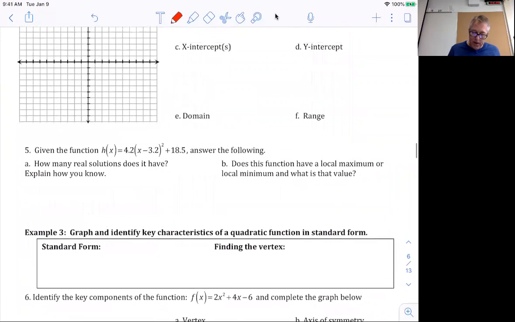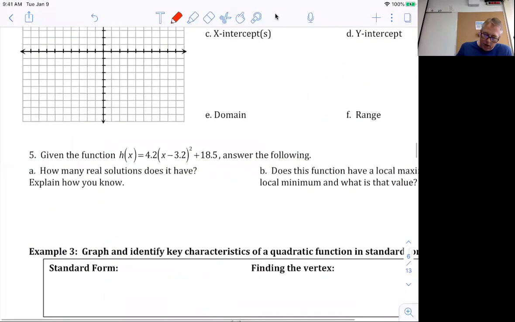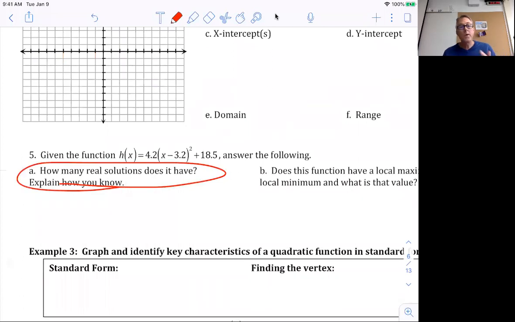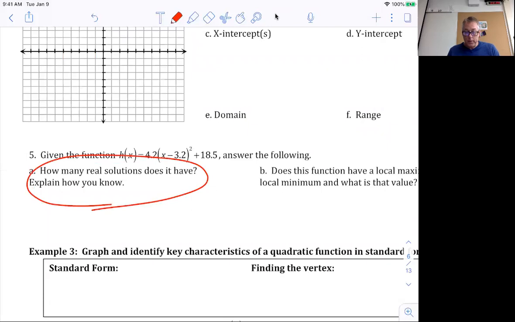Now looking at problem number 5, this says, how many real solutions does this have? Well, remember, real solutions and roots and x-intercepts all mean the same thing graphically. So this question is saying, how many x-intercepts does it have? Let's take a look at the equation. The vertex would be at x is 3.2 and y is 18.5, meaning this vertex is in the first quadrant. To the right 3.2 and up 18.5. It's going to open upward. Therefore, how many real solutions does it have? None.